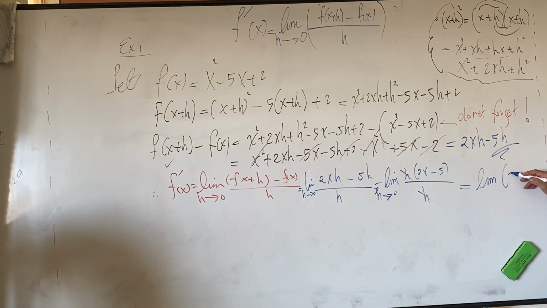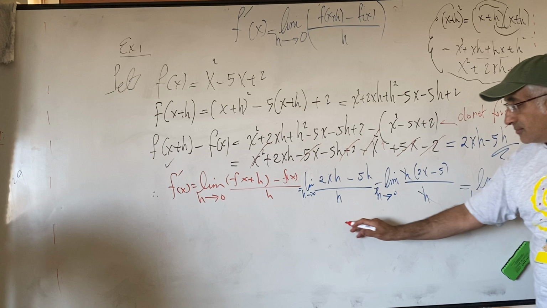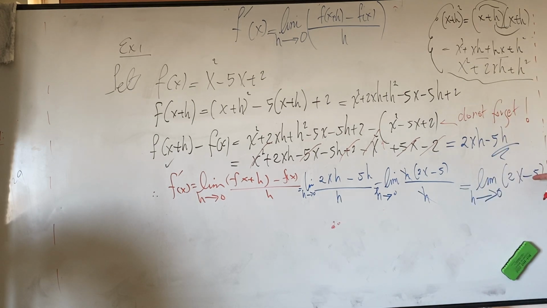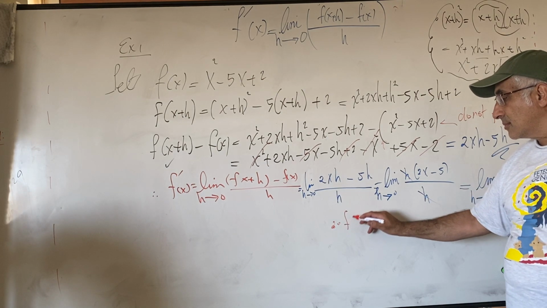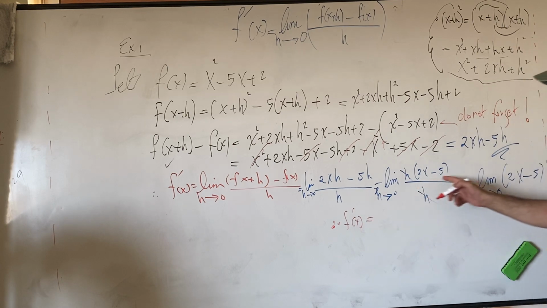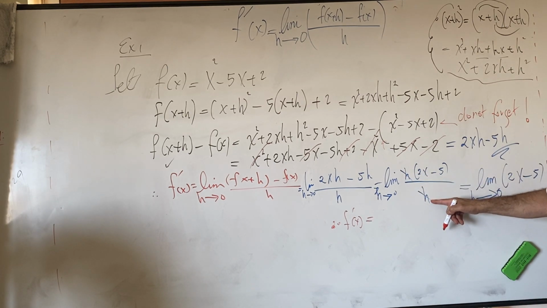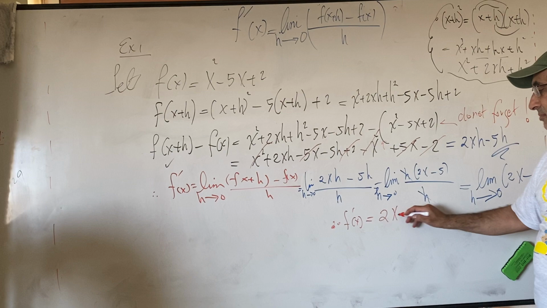So what's left for us? We have the limit of 2x minus 5 as h goes to 0. Now, is there an h in here? No. If there's an h inside, not outside, substitute 0. So the derivative in this case, there's nothing to substitute here. I could substitute here, but I will have does not exist. But here, no more h. So I cannot substitute. So the final answer is 2x minus 5.